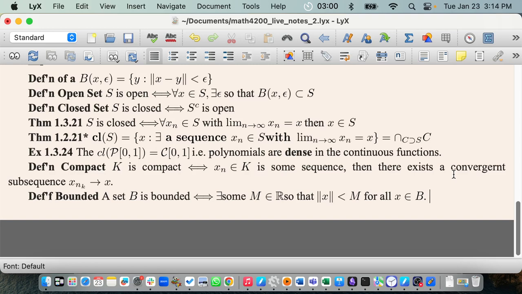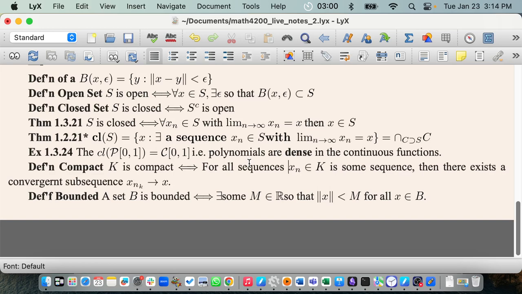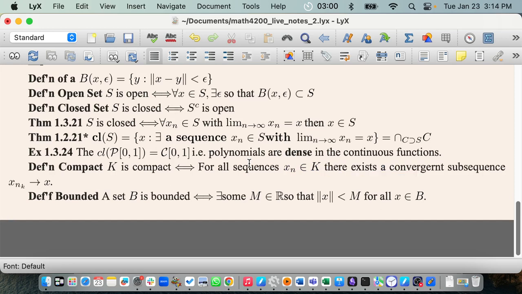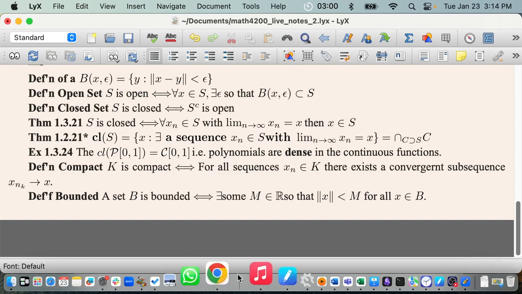Okay. Are the compact definitions technically for all sequences xn? Yes. I wrote it as if xn is some sequence, is what I meant. So if you have some sequence, but if you want to write for all, maybe that's even clearer. For all sequences xn, there exists a convergent subsequence. Okay. So that's compact.